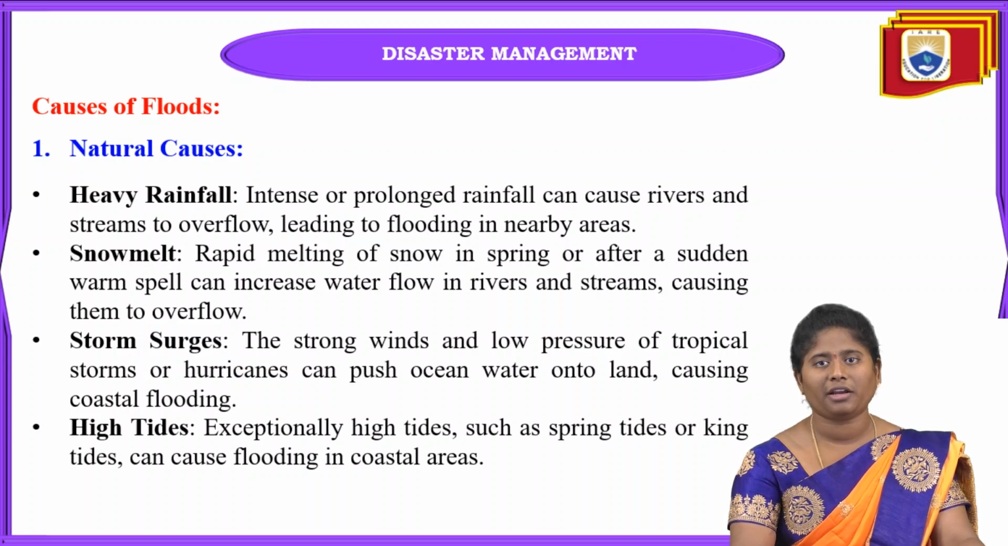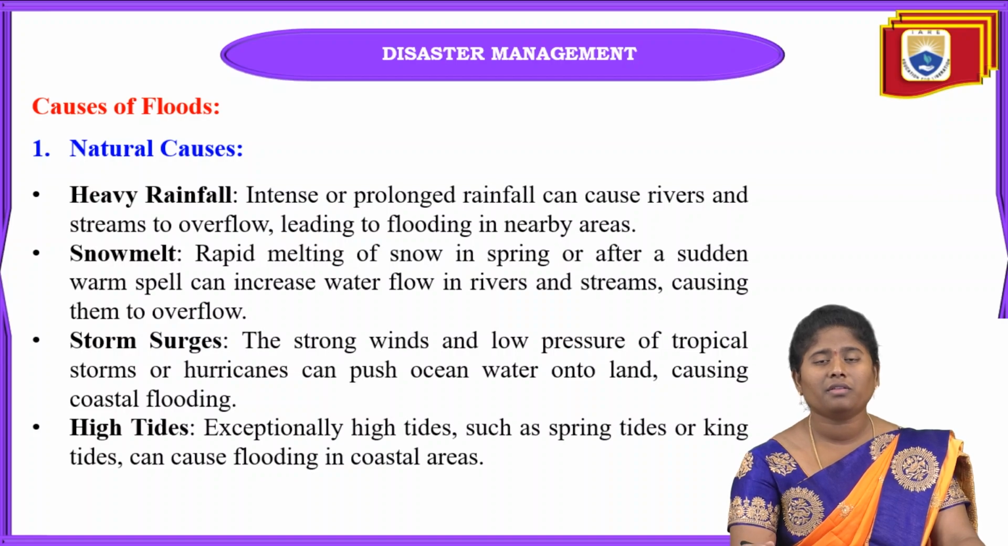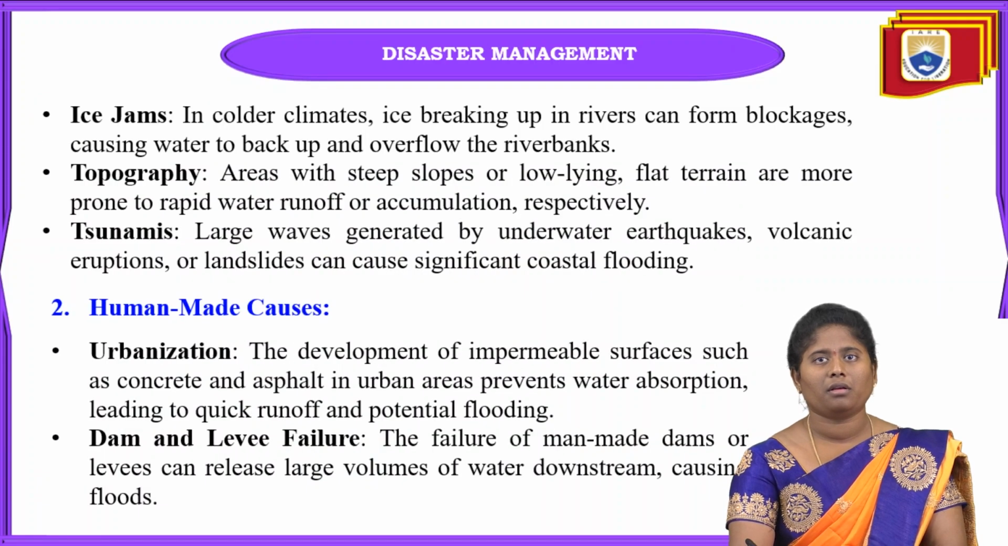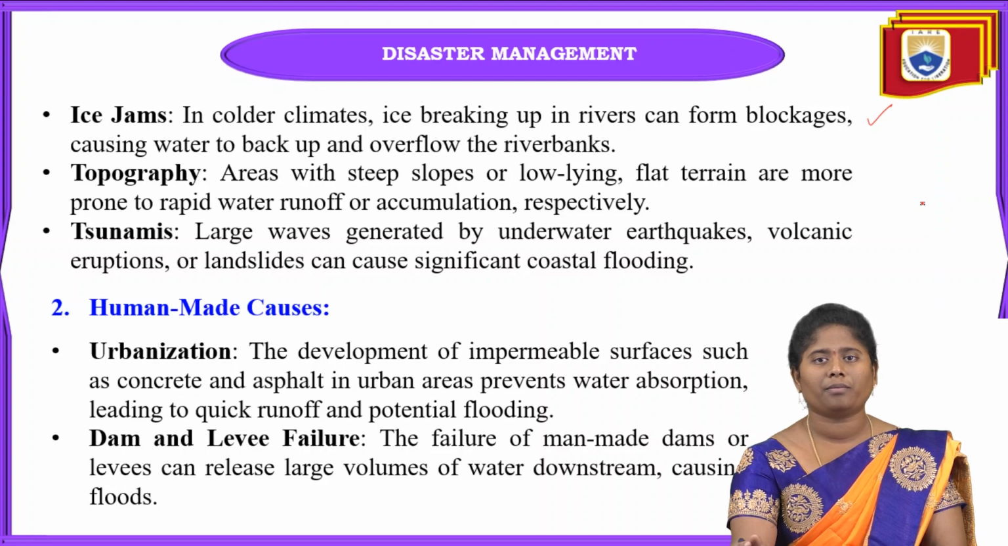Next one is high tides. Very high tides, such as spring tides or king tides, can also cause flooding in coastal areas. And also because of ice dams. In the colder climate, ice blockages form because of the change of climatic conditions. When the river flow continues, because of this blockage of ice, the water backs up and overflow can happen on the river banks here.